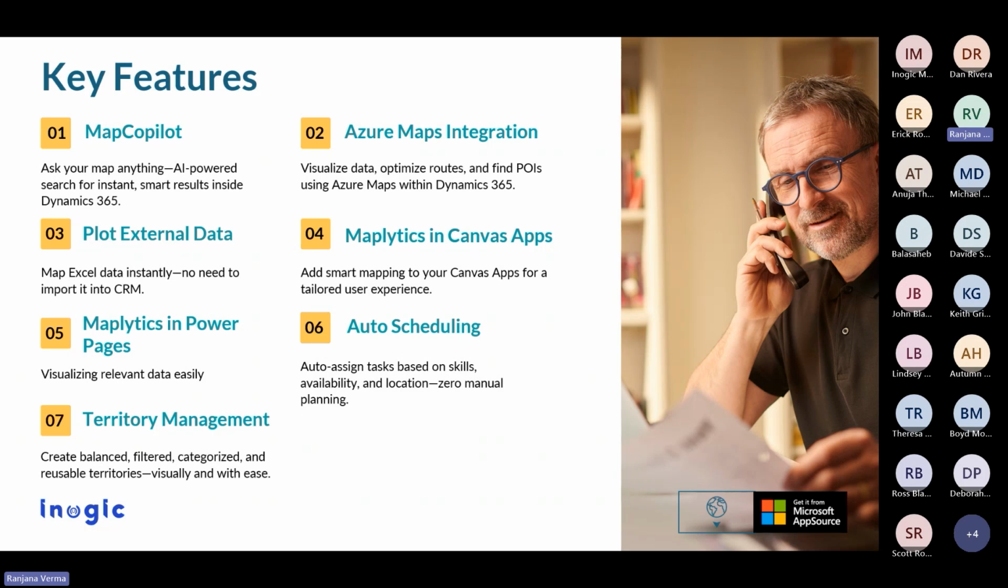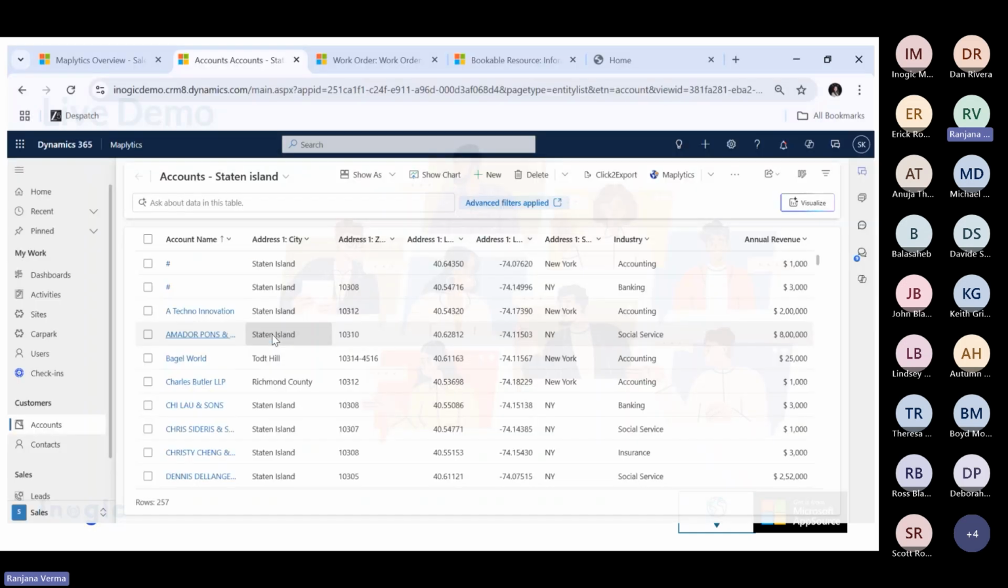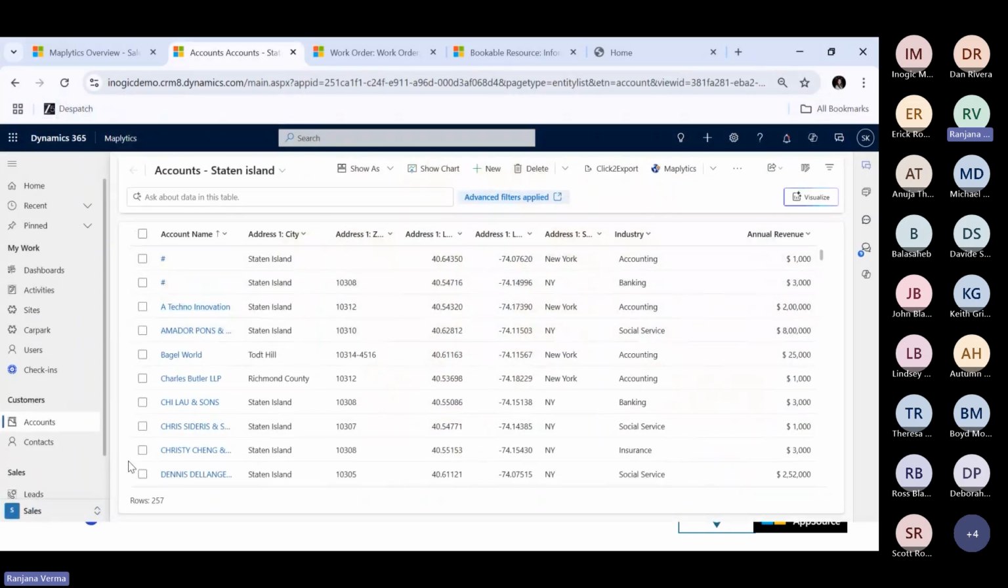Now, second was Azure Map Integration. A lot of our users were actually asking for this, and the prospects as well, that the industry is moving towards Azure Maps. So what about it? So I will show you some glimpse about Azure Map over here, and then Maplytics on Canvas app, Maplytics on Power Pages, auto scheduling, territory management. These are some of the features that I'm going to showcase, right? So without any further ado, I'll just share my screen of the CRM and we can start, right?